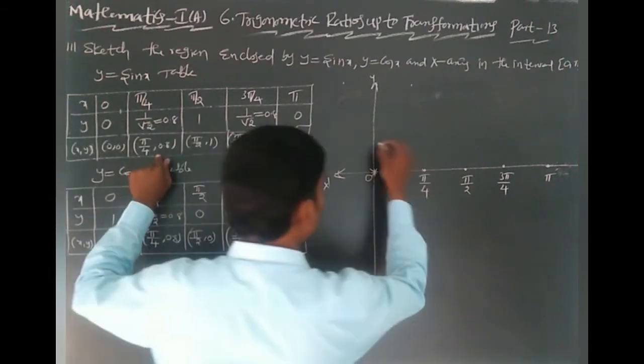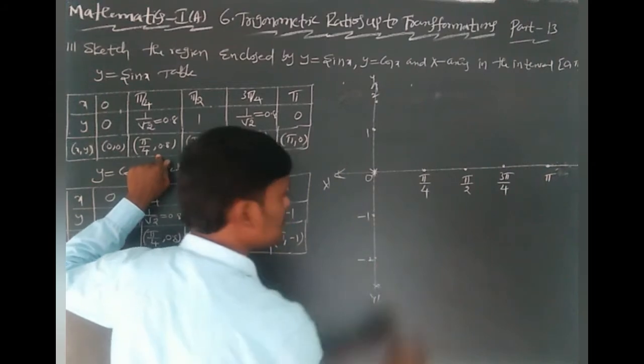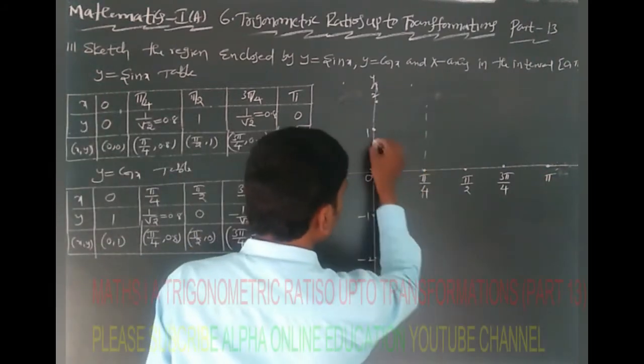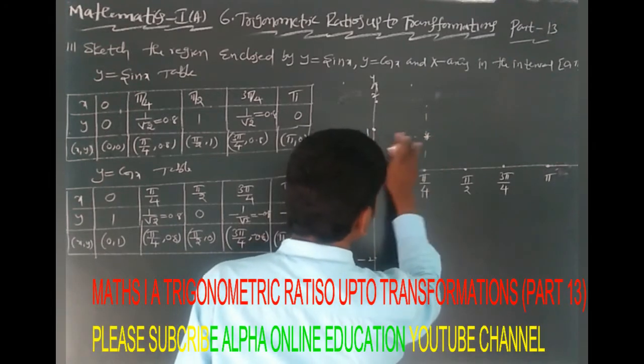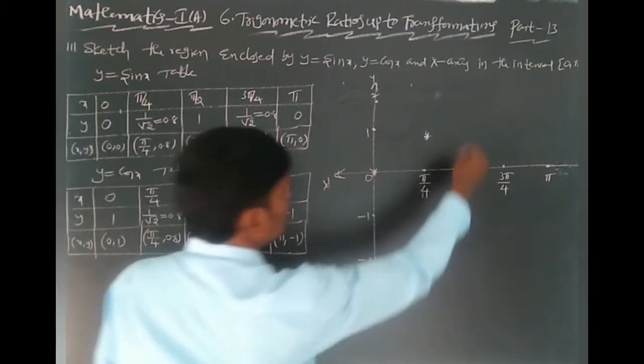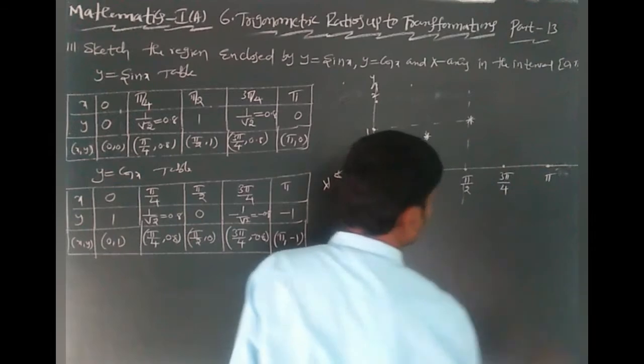Pi by 4 comma 0.8. You have to take 1, this one is 2. This one is minus 1, this one is minus 2. Pi by 4 comma 0.8, this one is pi by 4, this one is 0.8, approximately here. This is pi by 4 comma 0.8. Next, pi by 2 comma 1. This one is pi by 2, this one is 1. This is the intersection point.